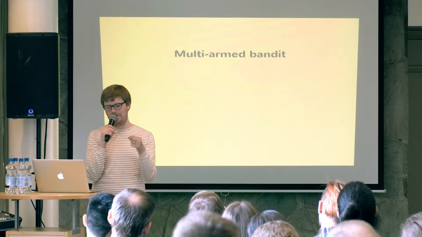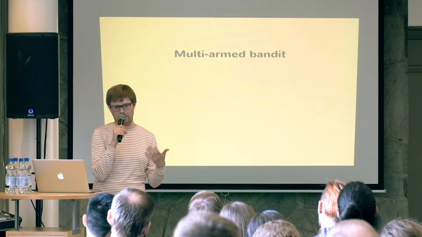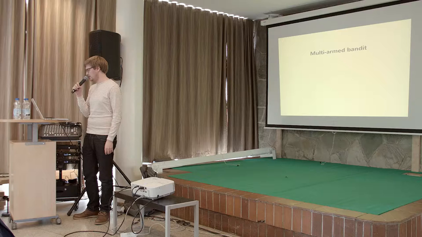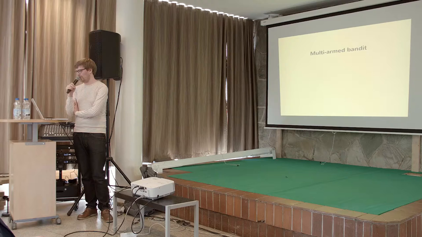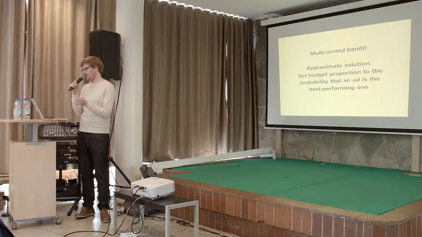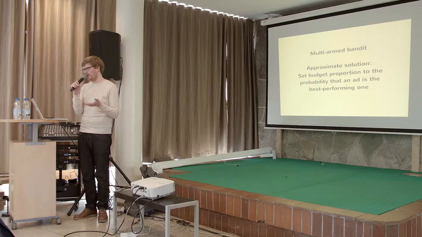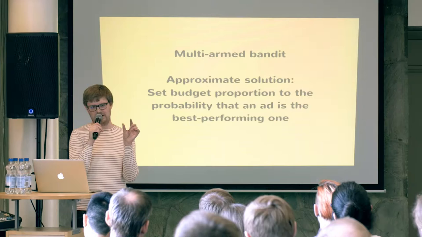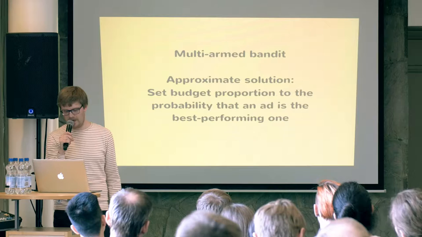In the multi-armed bandit, there are multiple arms, and each arm has a fixed probability of producing a win, but we don't know the probabilities, and we are trying to iterate and get some information about those probabilities. This is hard to solve exactly, but there's a very good approximate solution, which is that at any given time, we estimate the probability for a given arm of the bandit, or in this case a given ad, that that ad is the best performing one, and that will be the proportion of the budget. So for example, if we think that there's a 50% probability that this particular ad is the best one, then that will get 50% of the budget of that entire campaign.